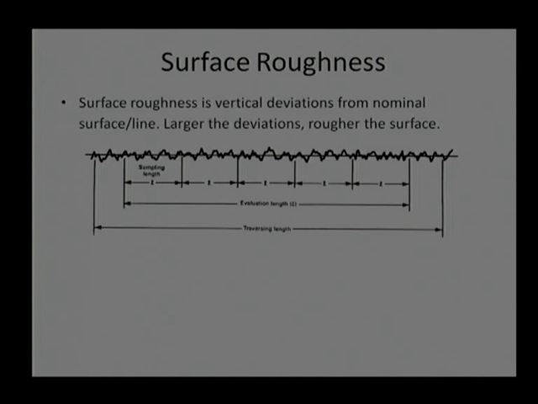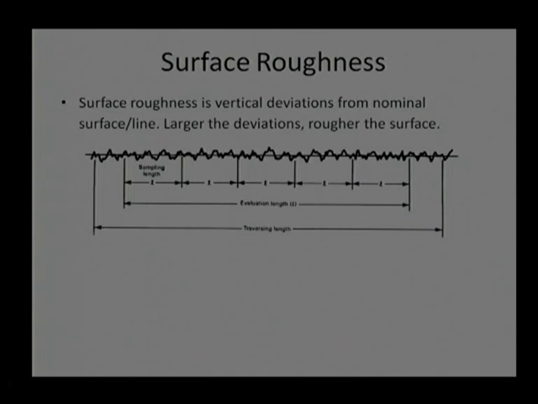So, there is a need to explore a couple of slides on surface roughness. That is why I am projecting this slide. We say surface roughness, and the meaning of surface roughness is the vertical deviation from a nominal surface, nominal line.